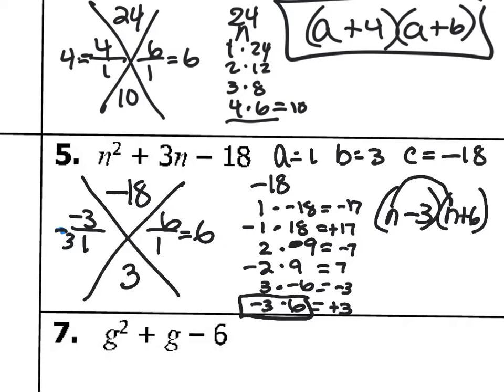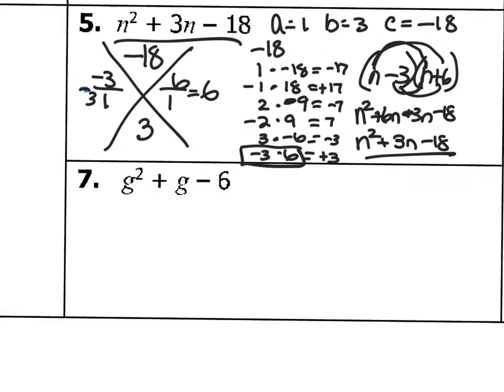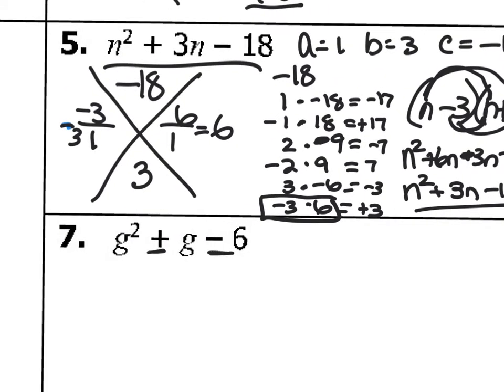Now let's look and make sure. n times n is n squared. n times 6 is positive 6n. Negative 3n and negative 18. 6n plus negative 3n is positive 3n. So it does match. Okay, so when you're looking at those factors, you have to consider your signs. And whenever you've got a plus and a minus, your signs are going to be plus and minus.